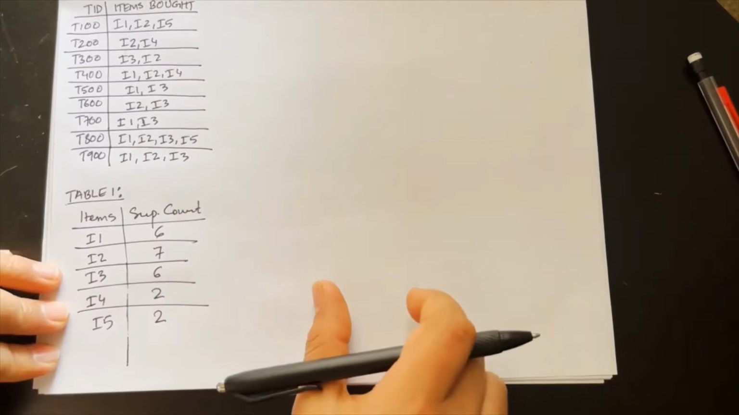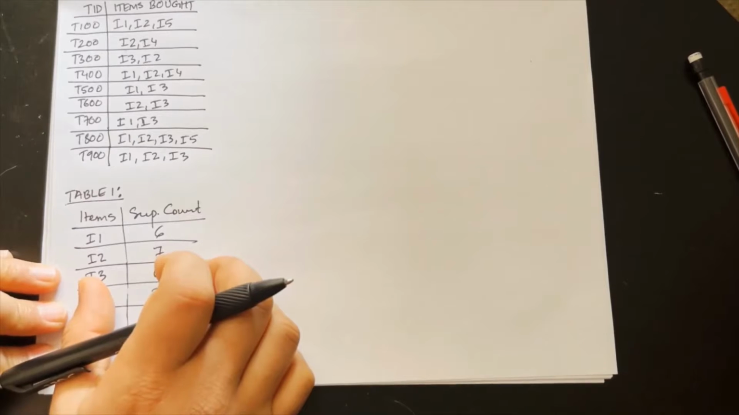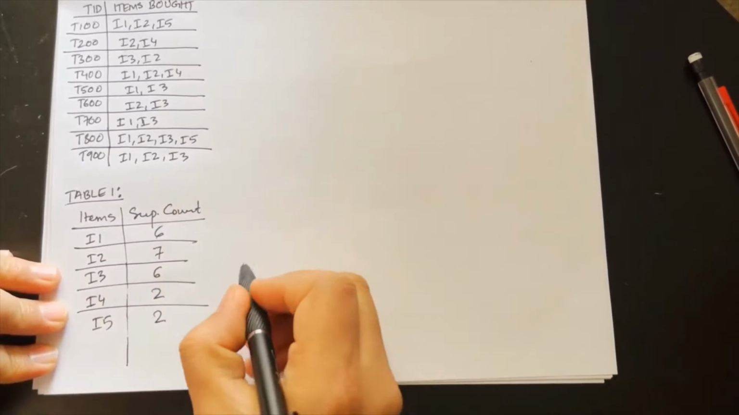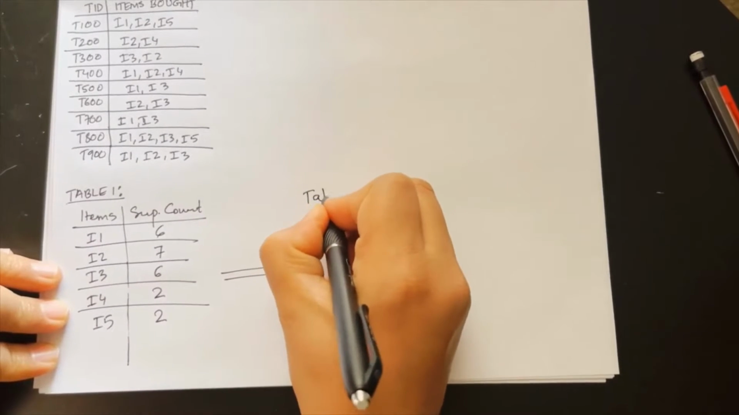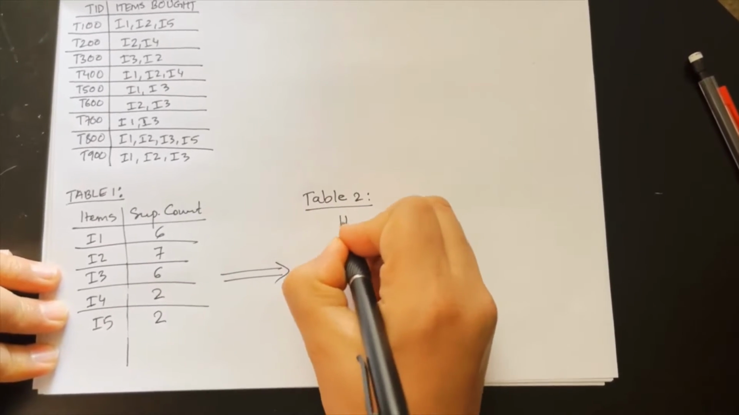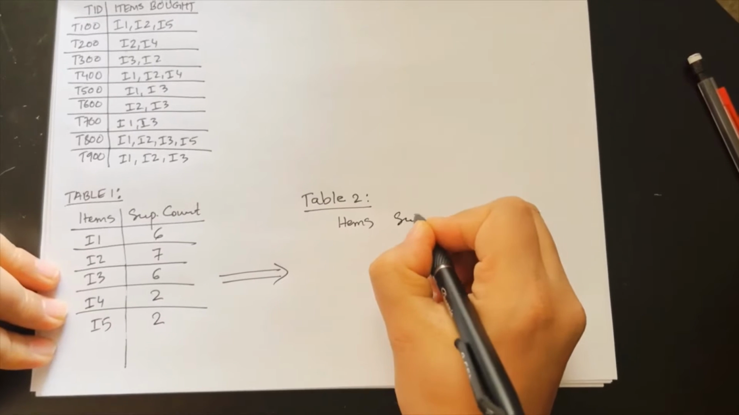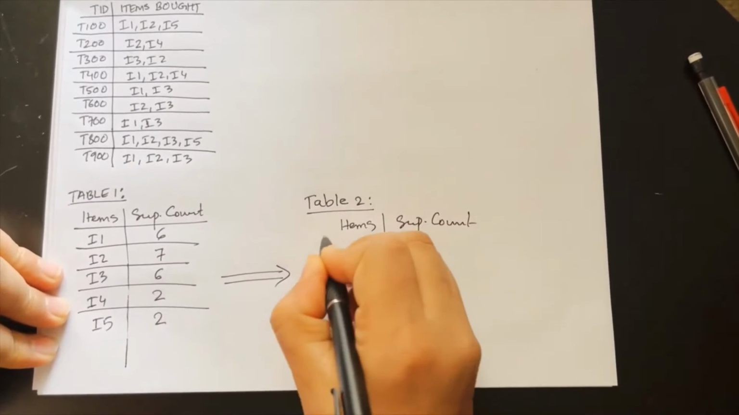Now in the next table, what we have to do is arrange the items in the descending order of their support count. Let's make it table 2. This will be table 2, with items and support count.